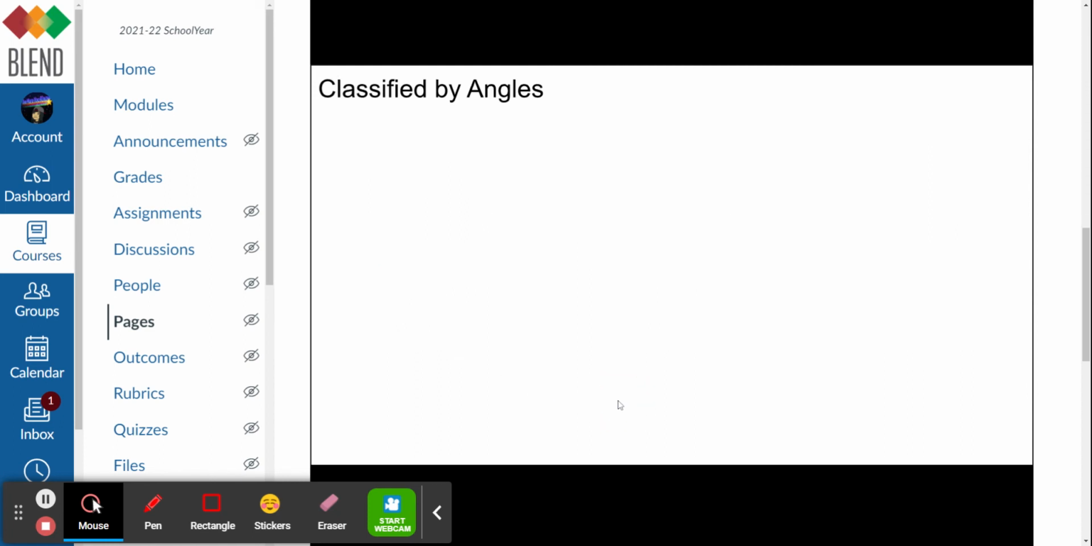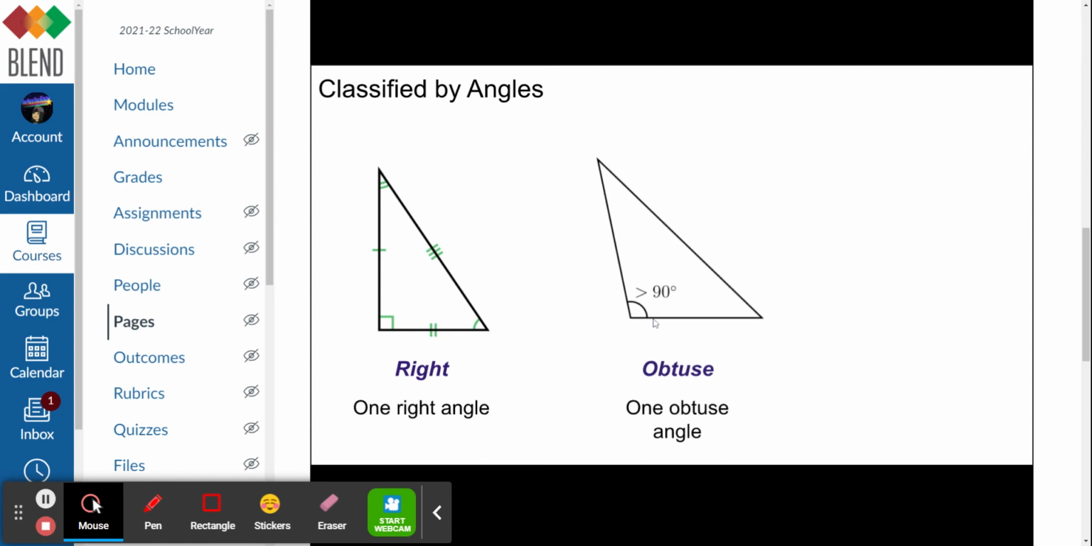All right, next, we can classify triangles by angles. And these are the ones that you already know. So here's a right triangle. It has one right angle. So one right angle makes the whole triangle a right triangle. An obtuse triangle has the obtuse angle. It looks like the chair that's kind of stretched out. It's a bigger than 90-degree angle. So anytime your triangle has one angle that is larger than 90 degrees, it's going to be obtuse.